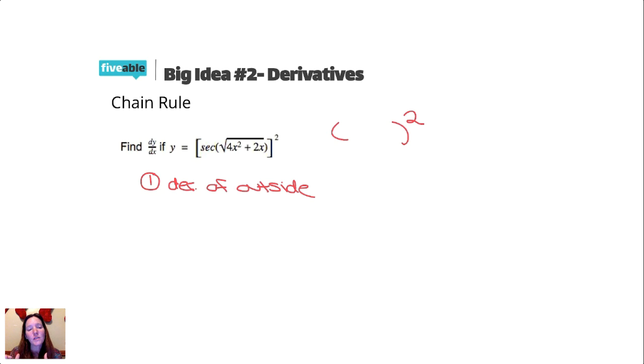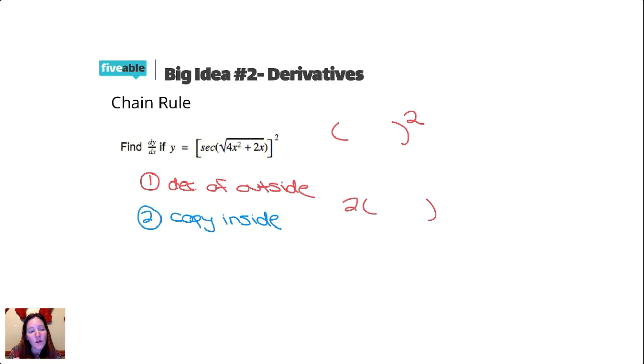So the first thing you want to do is take the derivative of the outside. So you get 2 times something. And that's literally what I say to the kids, and I have them repeat it back to me. What's the derivative of something squared? 2 times something. Because that helps us remember step number 2, which is just to copy the inside.